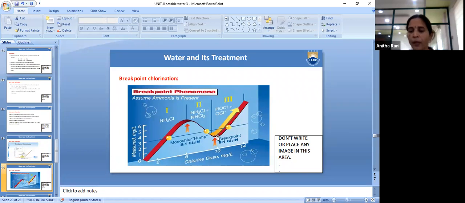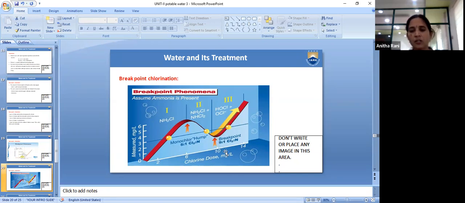After point C, that is, up to 10 milligrams of chlorine per liter, that is sufficient for us, because using 10 milligrams we can kill all bacteria present in water. So point C is known as breakpoint chlorination.